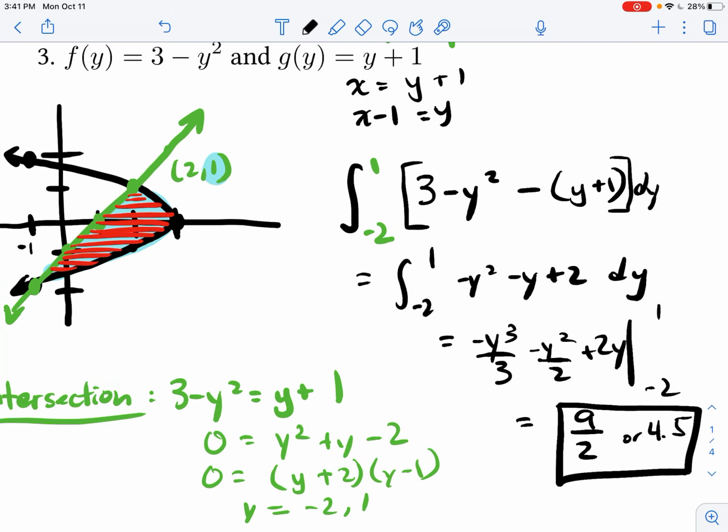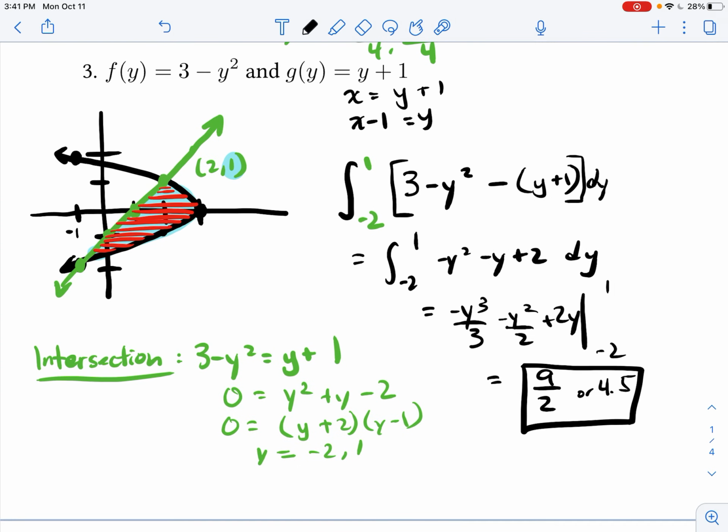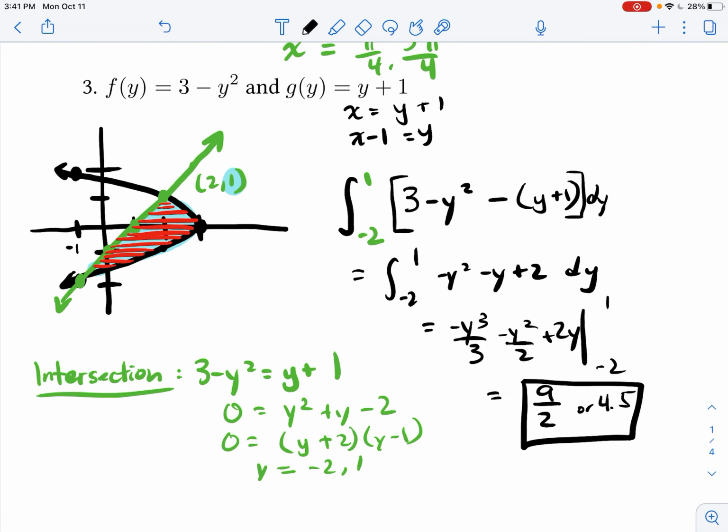Okay? So again, just to reiterate, the key thing as we're doing these, whether or not we're integrating with respect to x or y, is to identify the intersection points, either using your calculator or algebraically, and just be very clear about what is our quote-unquote larger function or higher function, and which one is our smaller or lower function.